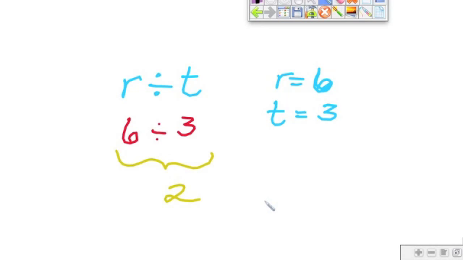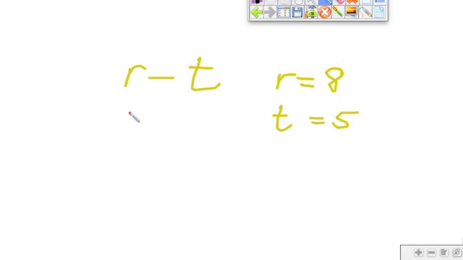Okay, now let's look at maybe a problem that you might have on your homework. So let's try this problem, where we would have r take away t, and r equals 8, and t equals 5. So again, swap these out or substitute them. So we have 8 take away 5. Do the actual operation. 8 take away 5 gives us 3.